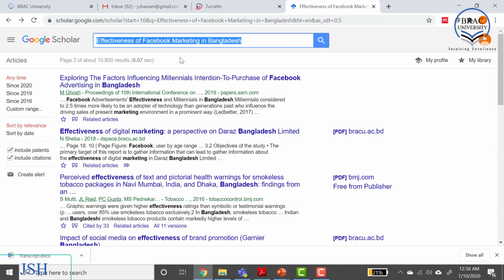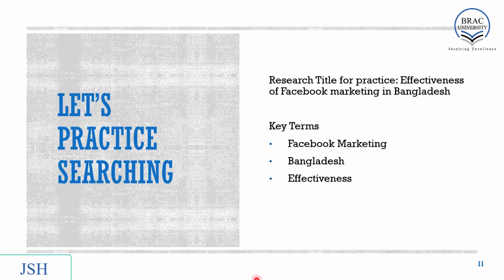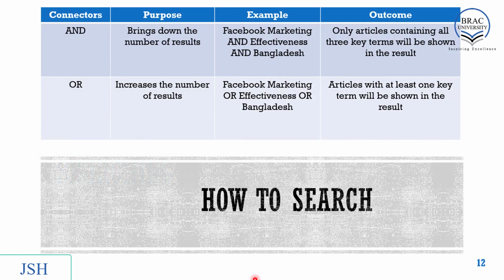Now before I start with key terms, there are some other aspects that you need to learn. Let's go back to the presentation. Now moving on to the next slide, this table is really important. Please try to understand this table very carefully. So in this table, look at the examples column. The first cell of the examples column has Facebook marketing and effectiveness and Bangladesh. So we are going to type this in the Google Scholar search bar.